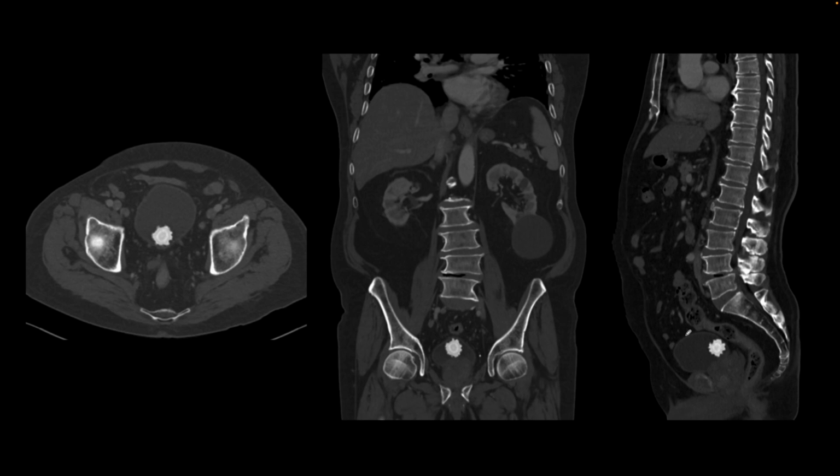This is our next patient, and here on the bone windows on their CT of the abdomen and pelvis, we see a stone inside the urinary bladder. You can see the layers of calcification of this stone. Anytime there is stasis of urine, it is likely that the stone will develop, and urinary bladder stones are frequently seen when there is outlet obstruction, such as enlarged prostate or in females urethral stenosis.